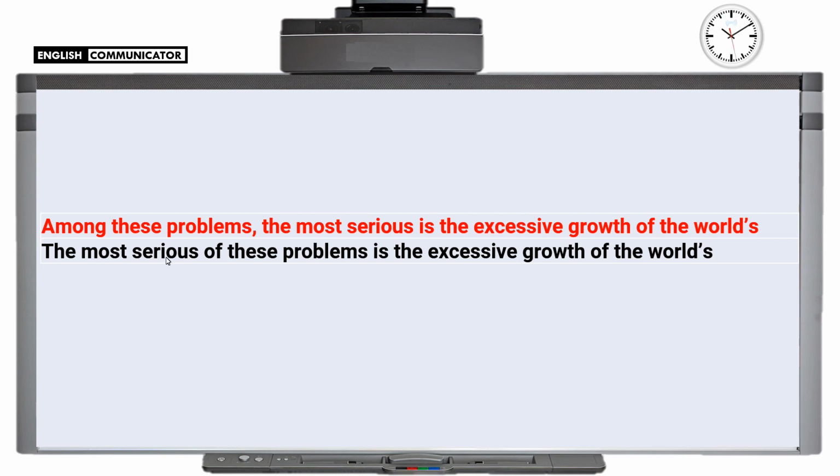And if you feel that this sentence is very long or complex, just concentrate on the right sentence. The most serious of these problems is the excessive growth of the world. Okay, so that is the right sentence. And if you do not understand the mistake, it is not necessary that you concentrate on the mistake. Otherwise, you just have to concentrate on the right sentence and keep watching only right sentences. The most serious of these problems is the excessive growth of the world's population or world pollution or all these things.